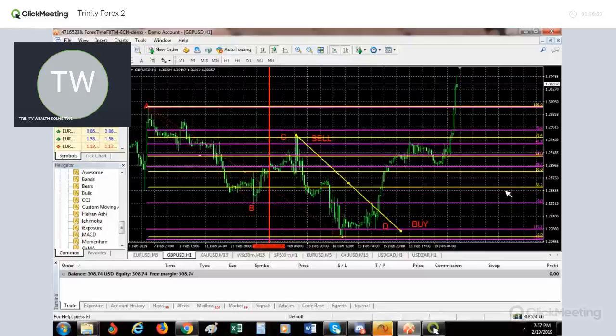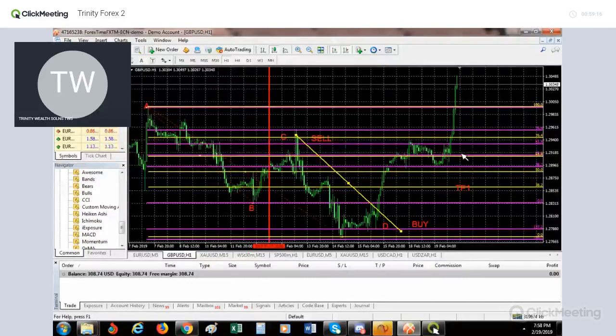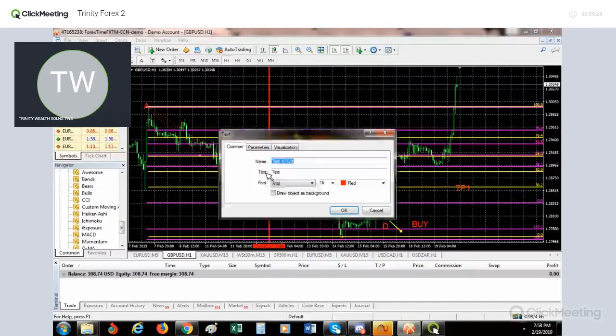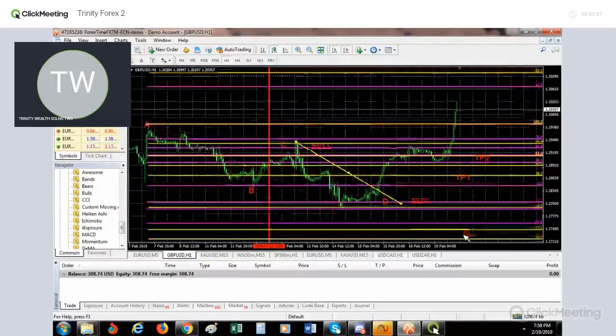AD. So in this case, our TP number 1 is going to be here. So we have our TP number 1 here. Then the second target at 61.8, which is around here. Then we set up our next TP at 61.8 retracement of AD. So we have TP2. And then our stop loss will be 161, somewhere here.